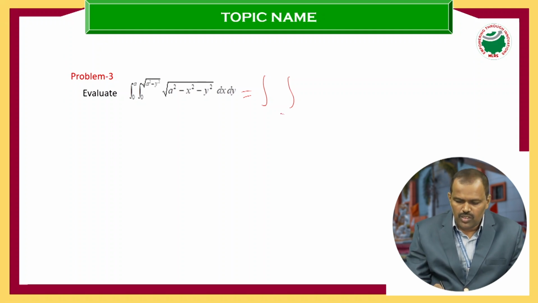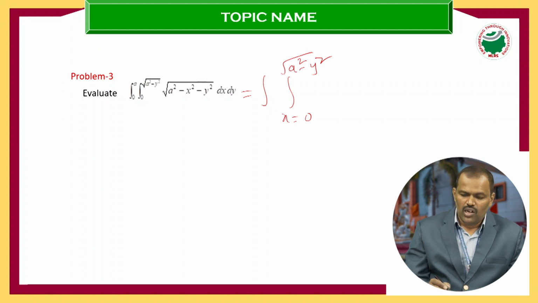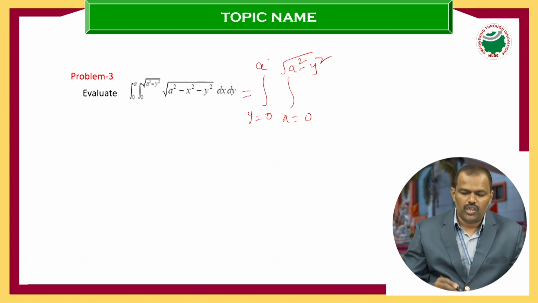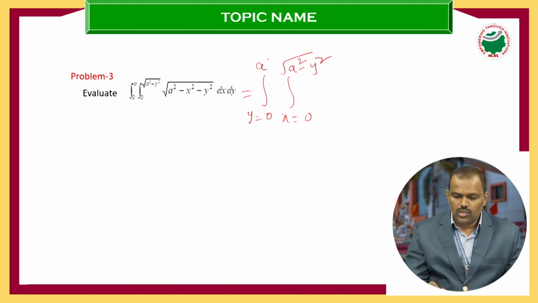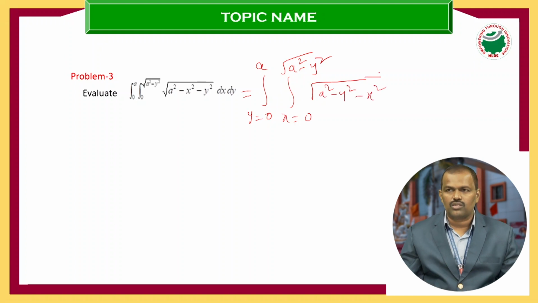So that is x limits, x is equal to 0 to square root of a square minus y square. That are the x limits. And then y limits, y is equal to 0 to a. That are the y limits. So the given integrand, this is called integrand. Integrand is square root of a square minus y square minus x square.